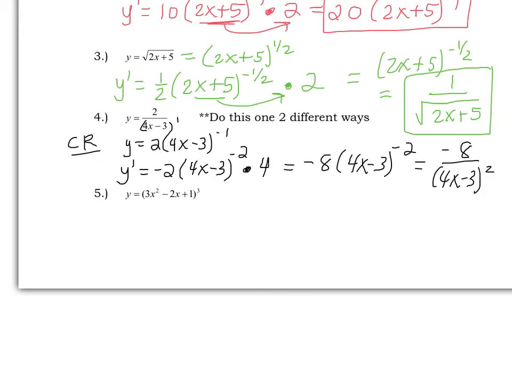The other way is we could use the quotient rule.